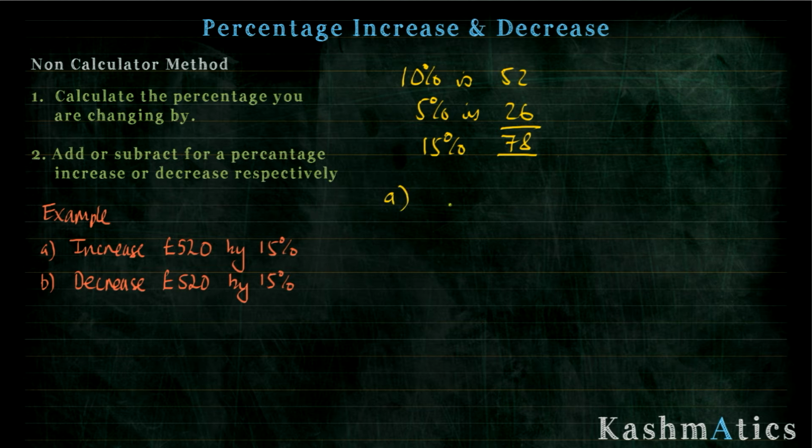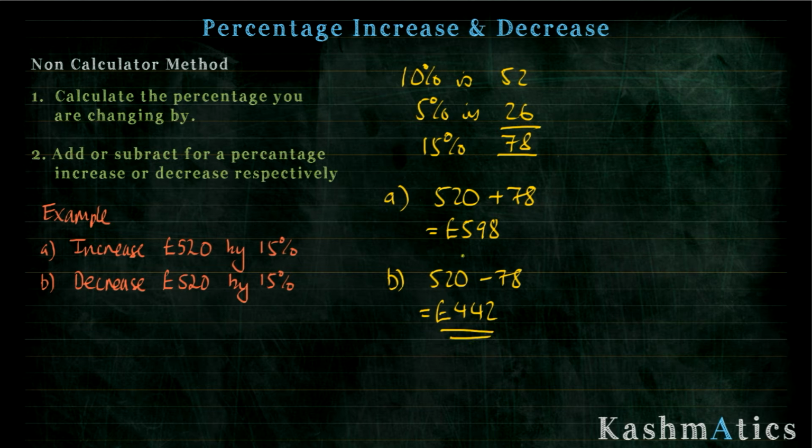Now for part A, all I have to do is 520 plus 78, because I'm increasing by 15%, and that would be £598. And for part B, I would do 520 take away 78, which would be £442. Now I don't think there's any need for me to do any more examples. I'm going to go straight onto some questions, give them a go and see how you get on.